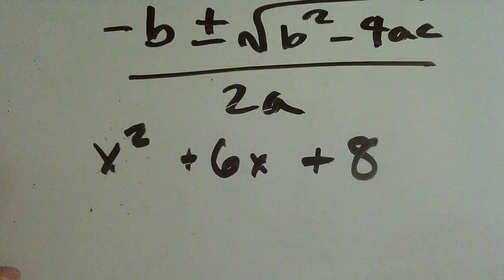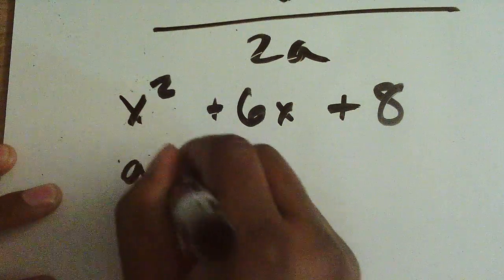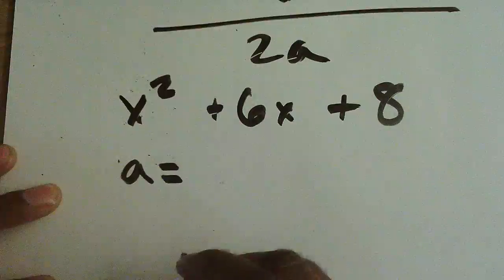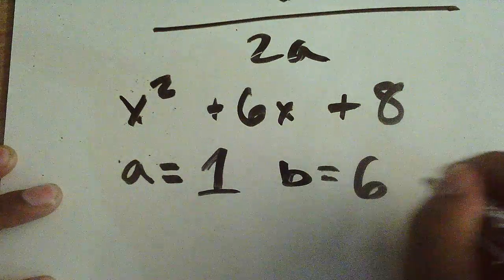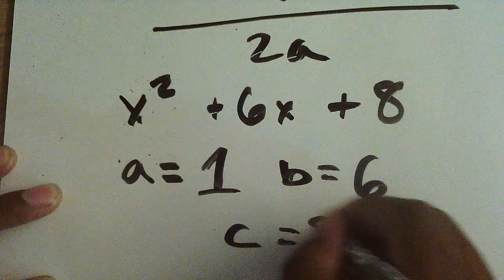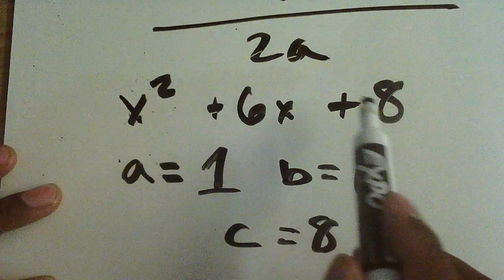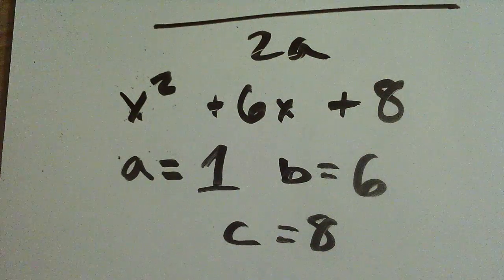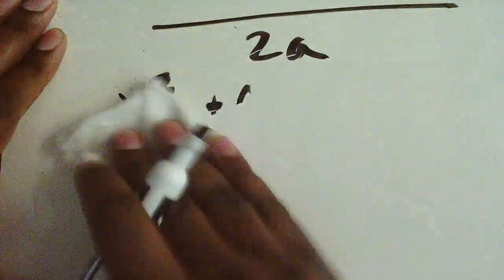All right. So the first thing that you got to do is identify A, B, and C. In this case, A is equal to what? 1. B is equal to 6. And C is equal to 8, right? So there's an imaginary 1 here, there's a 6 here, and there's an 8 here. After you've identified those, you can plug them into your formula.